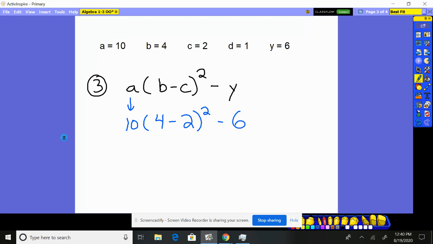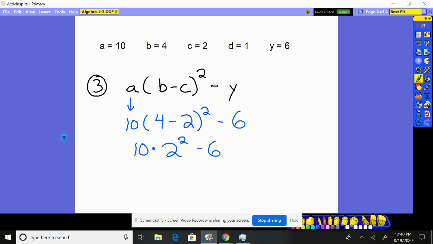Parentheses are the most important, so we're going to do this right here first. The 4 minus 2 is what's going to be done first. So this is 10 times 2. Now, since it's a single number in there, we can go ahead and drop the parentheses. And once we drop those parentheses, notice that squaring right here falls onto that 2. And we still have subtract 6.